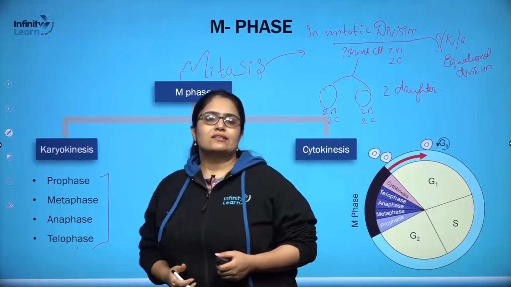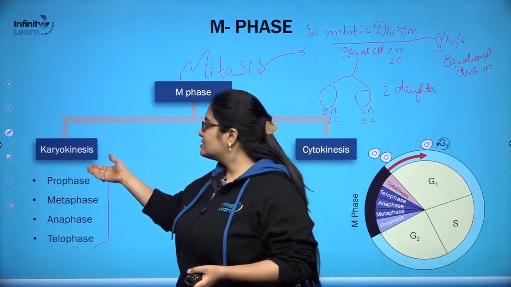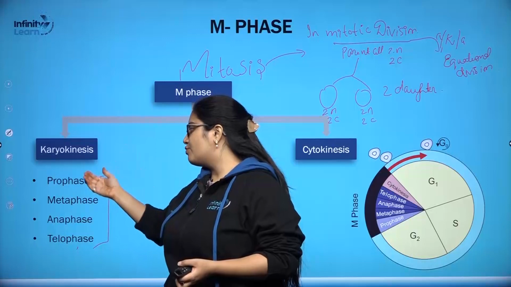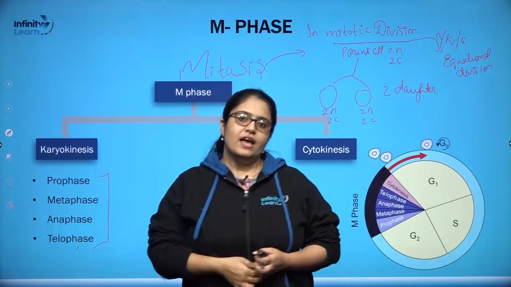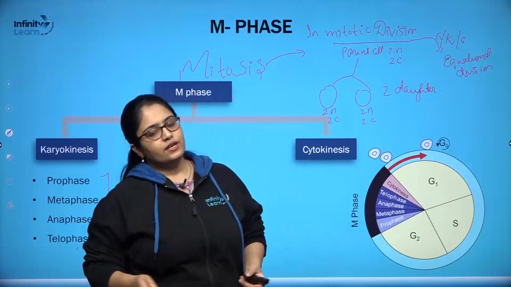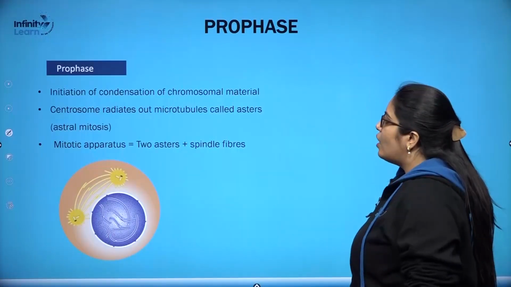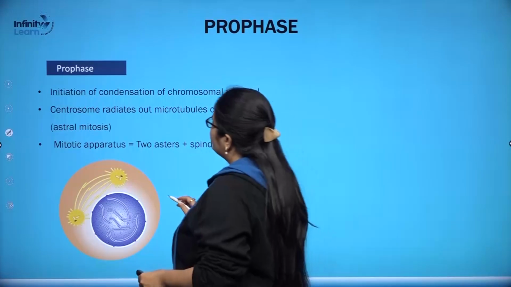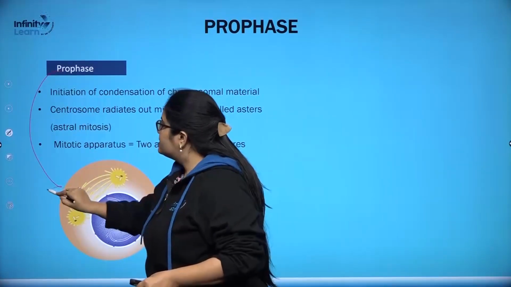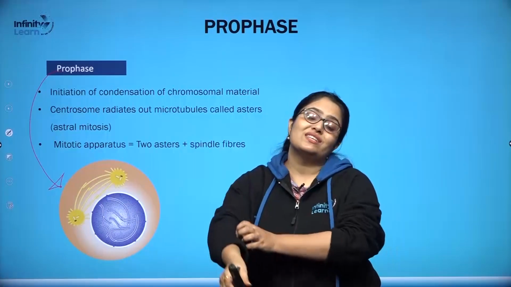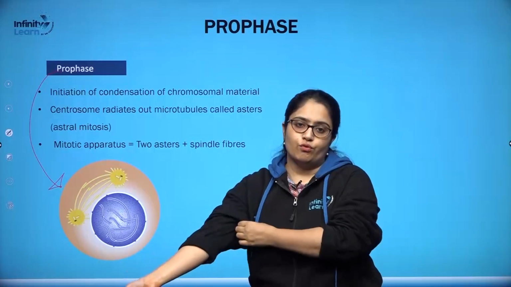Alright, so now let us talk about what are the changes that a cell will undergo when it is under prophase, metaphase, anaphase, telophase. At the end of cytokinesis, you will get the two daughter cells. Let's start with the prophase. Now I want everyone to focus on this diagram. This diagram represents how a cell is going to look when it is under prophase.